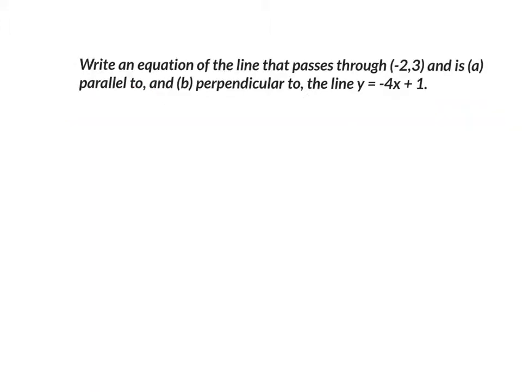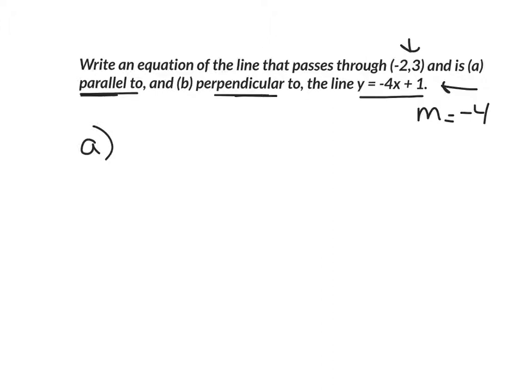All right, let's see here. This one introduces 2 more things. We've talked about this before, parallel and perpendicular. Write an equation of the line that passes through this point, and A is parallel to this line, and B is perpendicular to that line. Now, looking at this line, hopefully you can look at that and tell the slope is negative 4.